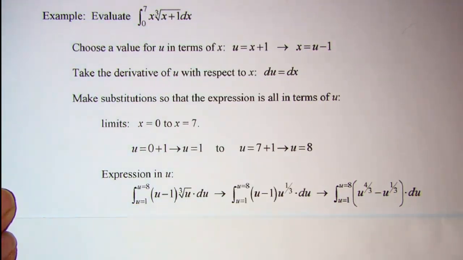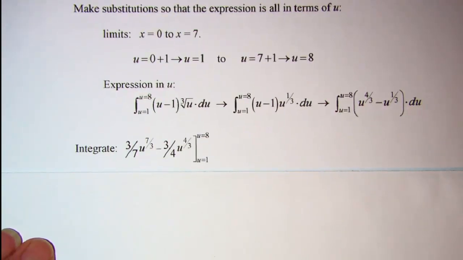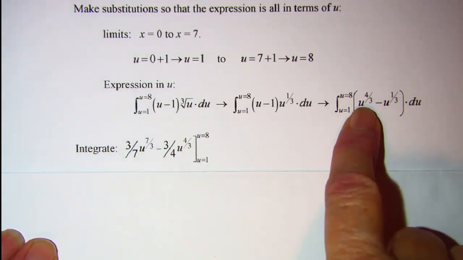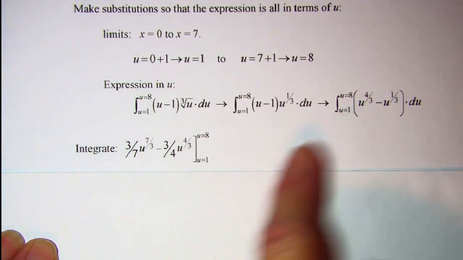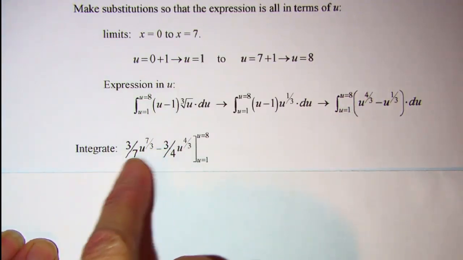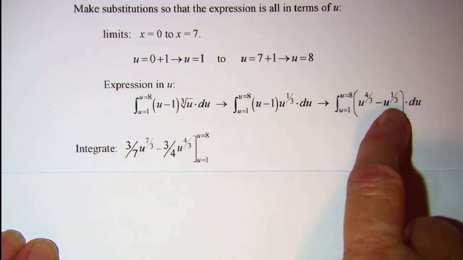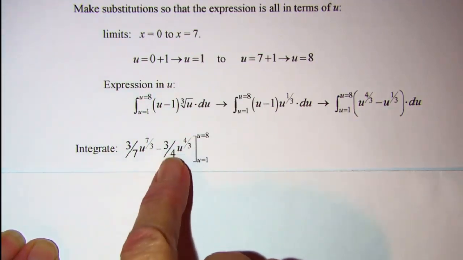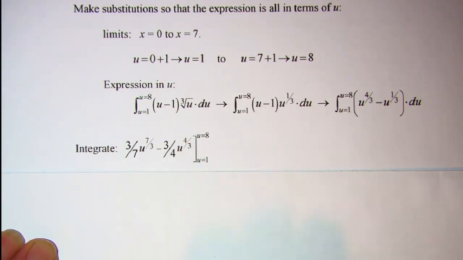Now we're ready to integrate. When we integrate, we increase the exponent by 1 and divide by the new exponent. So we have u to the 7/3 divided by 7/3 is the same as multiplying by 3/7, and then subtract, and this one will become u to the 4/3. Dividing by 4/3 is the same as multiplying by 3/4. And then we're evaluating from 1 to 8.